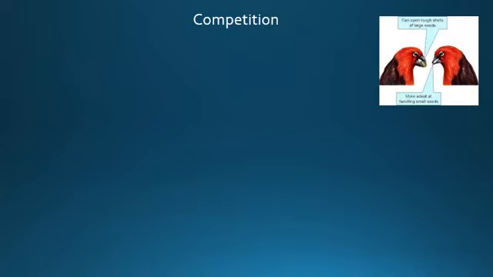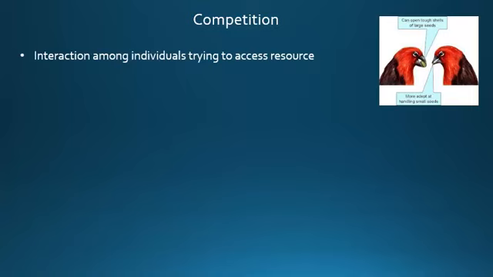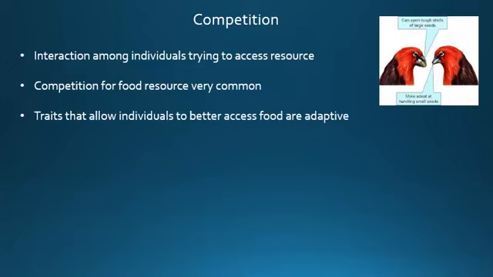Now, another scenario where we often see natural selection at work is in regards to competition. Competition is an interaction among individuals who are both trying to access the same resource. We often find this playing out when there's competition for food resources. This is a very common scenario for competition. In this case, what we'll notice in populations is that traits that allow individuals to better access food or more efficiently collect the food tend to be adaptive traits.